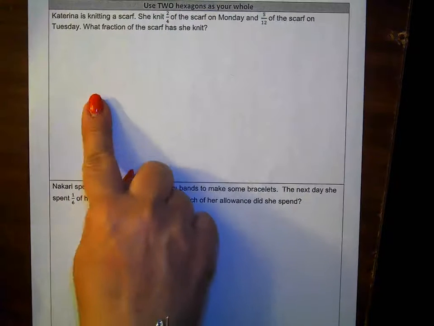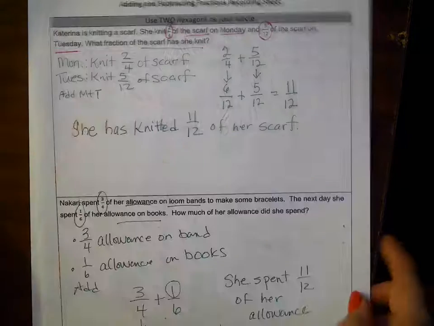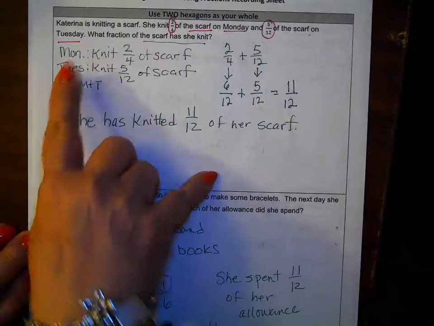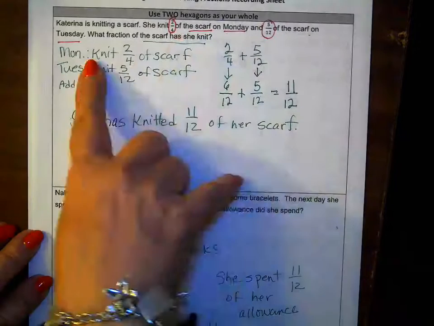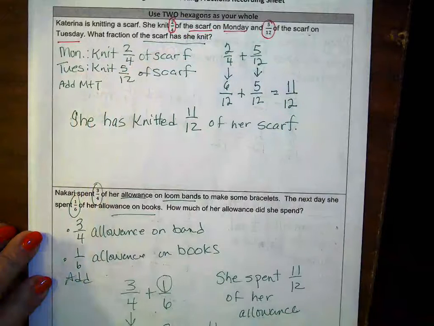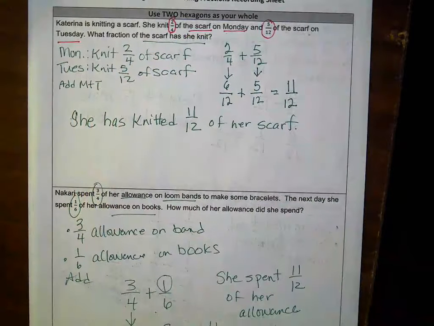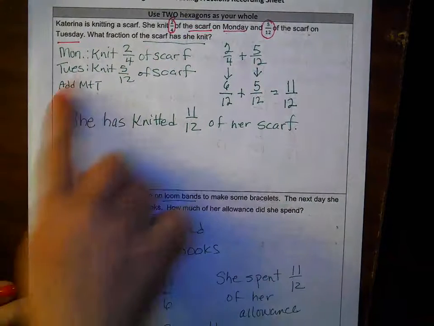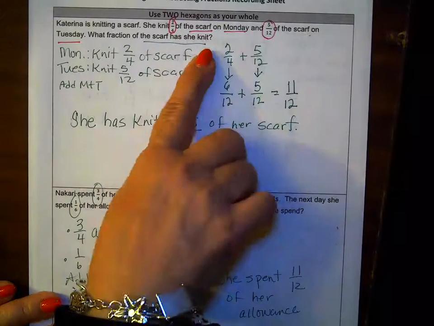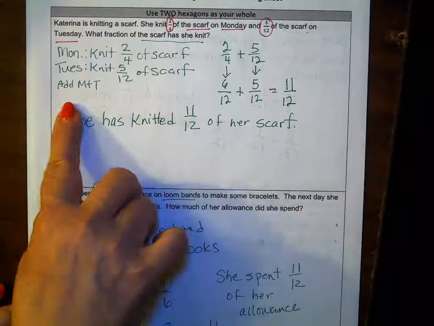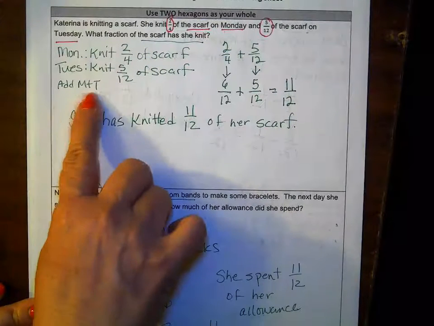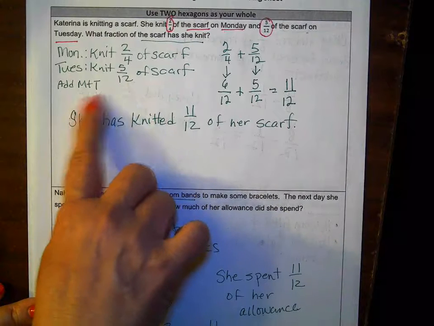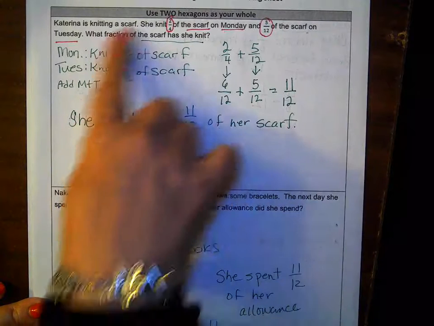We did this one together in class, and so if we look at this one here, we were looking at that Monday was 2/4 of a scarf that was done, and then Tuesday was 5/12 of a scarf that was done, and then what fraction of the scarf has she knitted so far? So we know that we are going to need to add, and then the M plus T, it's Monday plus Tuesday. So we took the 2/4.